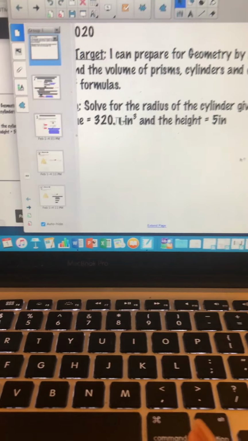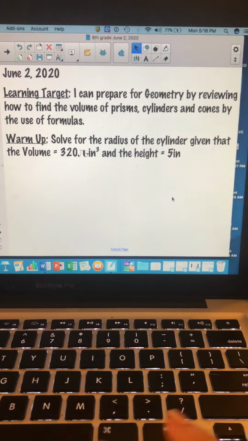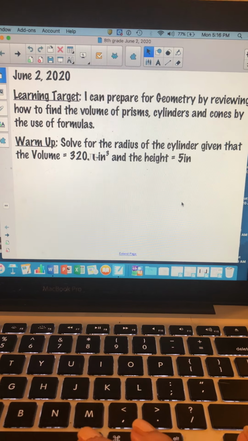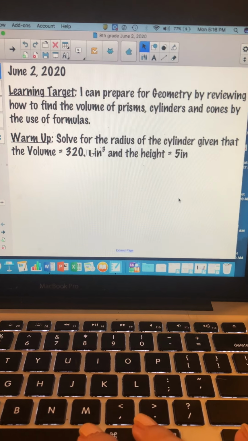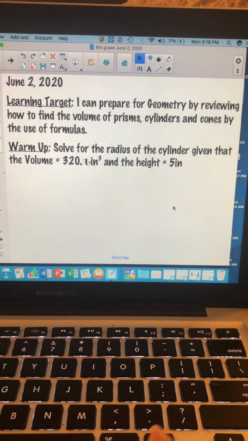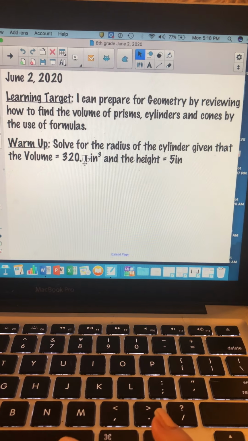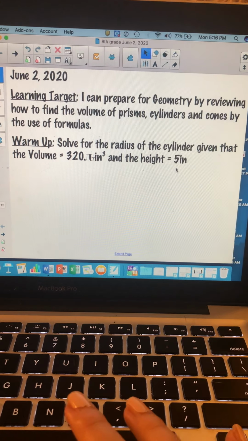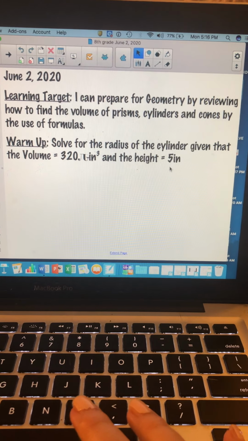I'm going to use the bigger version. This should be pretty quick because we already did cones back in like November. So for the warm up, I asked you to find the radius given a volume. Notice it's in terms of pi, and also the height of 5 inches of a cylinder.